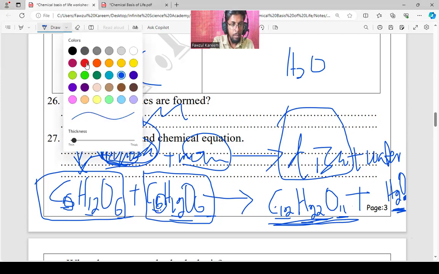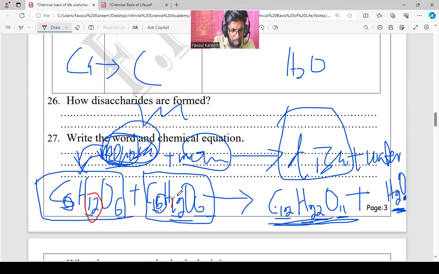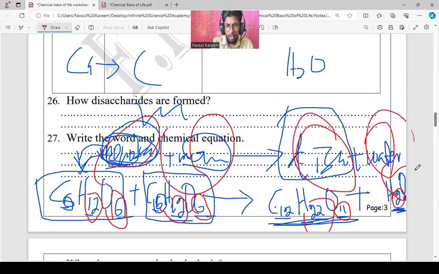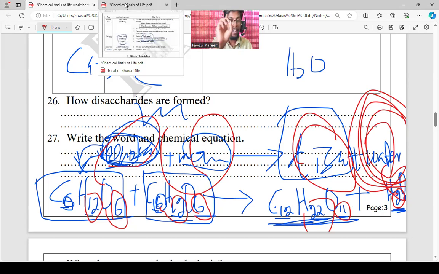Then here 12 hydrogens are there, here also 12 hydrogens. So why didn't you put 24? You have put 22. What happened to the remaining 2 hydrogens? They come here, to water. Then 6 oxygens plus 6 oxygens is 12, but I have put only 11. So 12 minus 11, 1 oxygen is there, and I have put that 1 oxygen here. So that's why we write: monosaccharide plus monosaccharide equals disaccharide plus water.